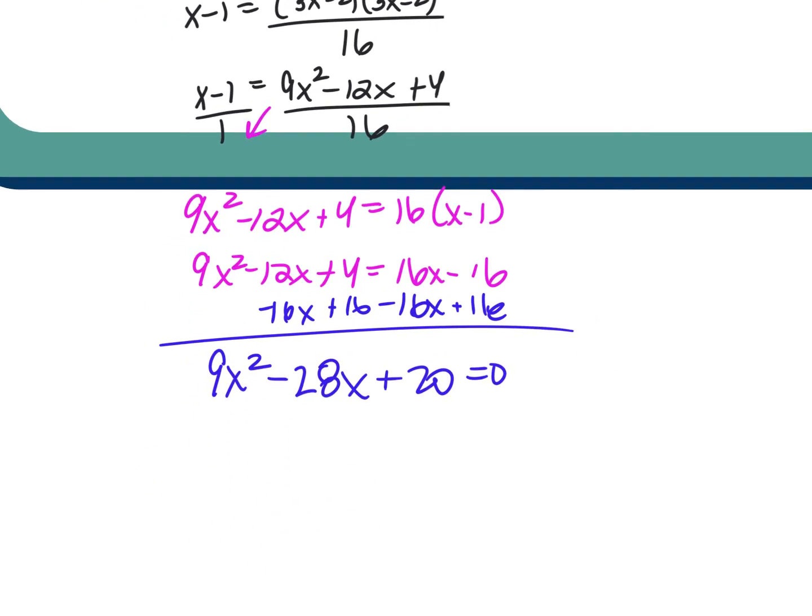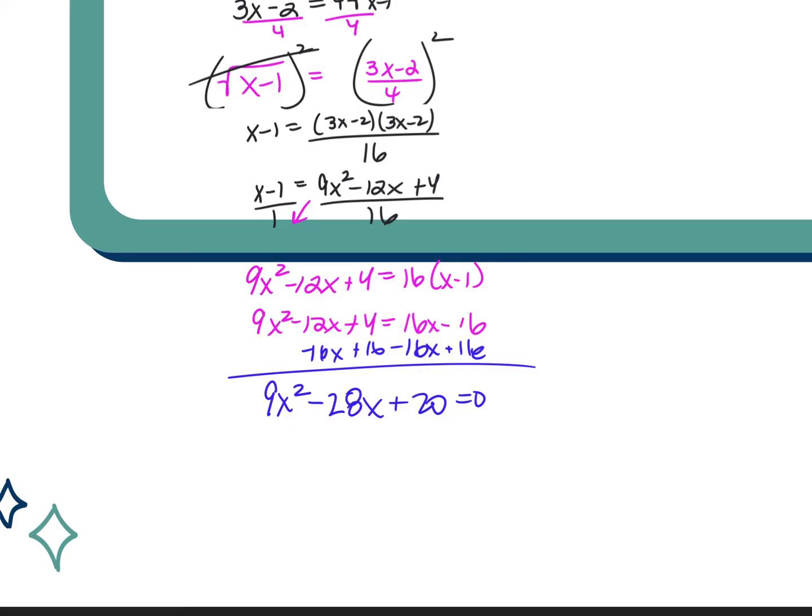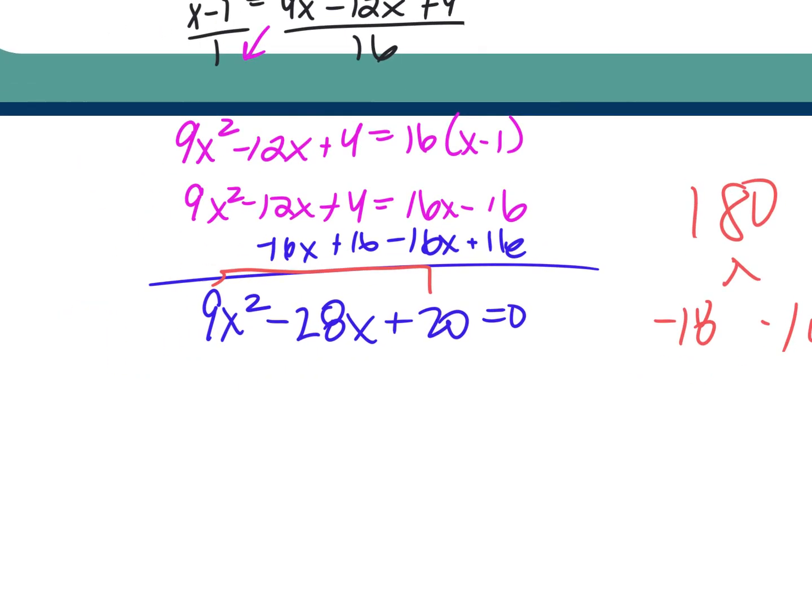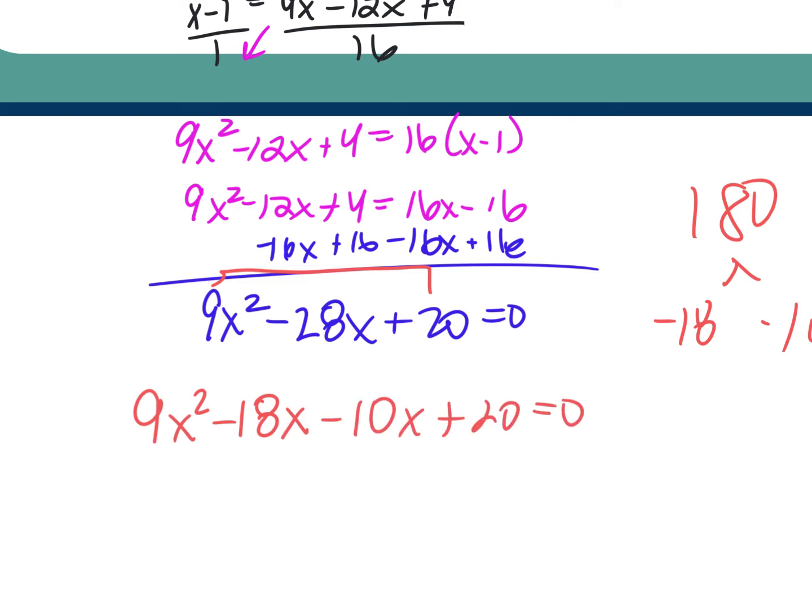And then this just becomes a factoring problem that we have done a million times. So we're going to multiply a times c. So 9 times 20 is 180. So I need factors of 180 that multiply to give me 180 but add to give me negative 28. That's going to be negative 18 and negative 10. I'm going to go ahead and do the grouping method. So 9x squared minus 18x minus 10x plus 20 equals 0.